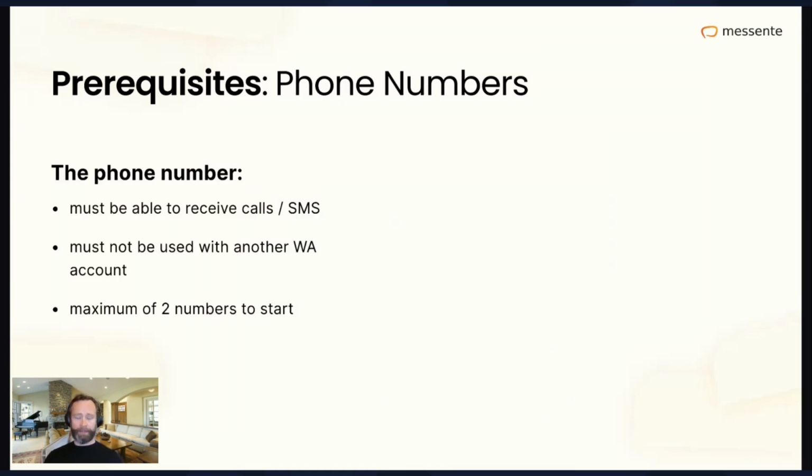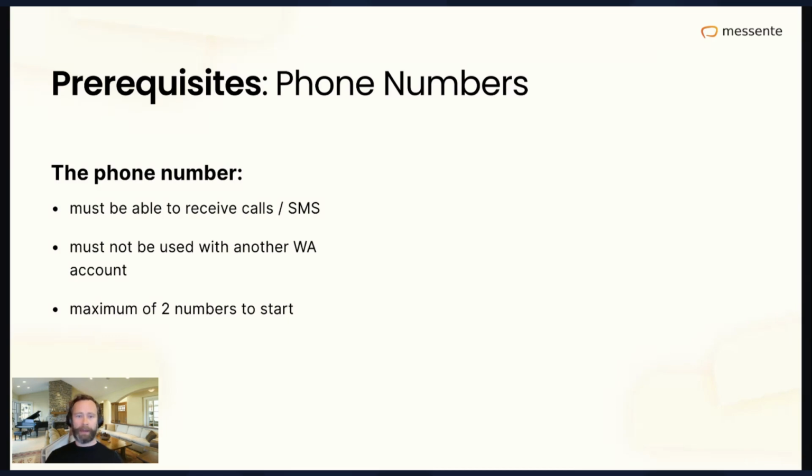The phone numbers must be able to receive calls or SMS. This is really just for authenticating the phone number when you first sign up. So you don't need to receive lots of them. It's probably just one, but you do need some way of receiving an SMS or a call in order to authenticate.